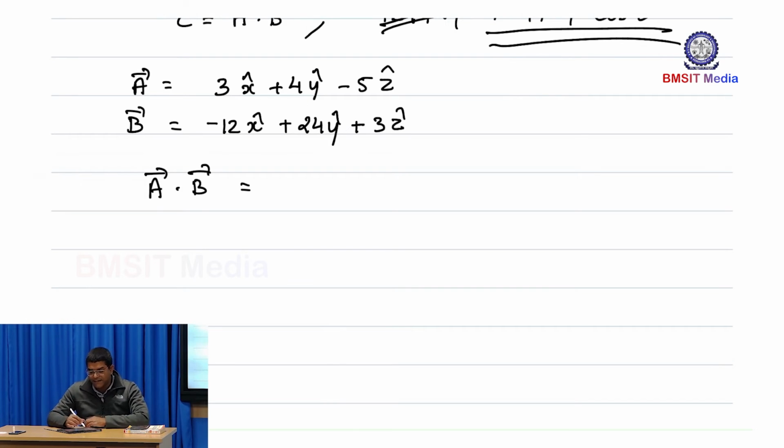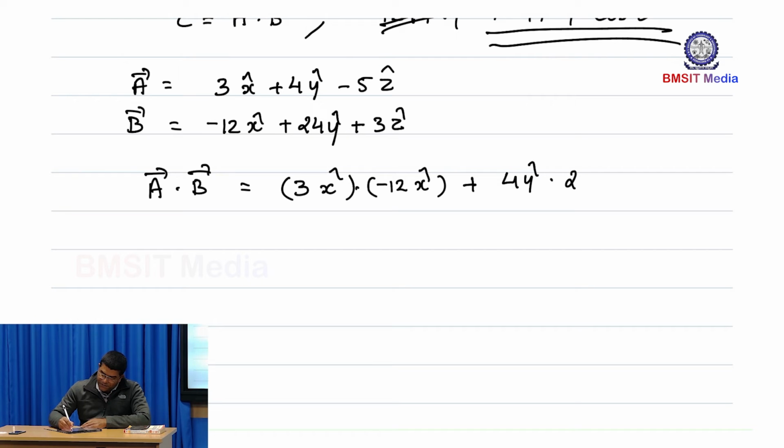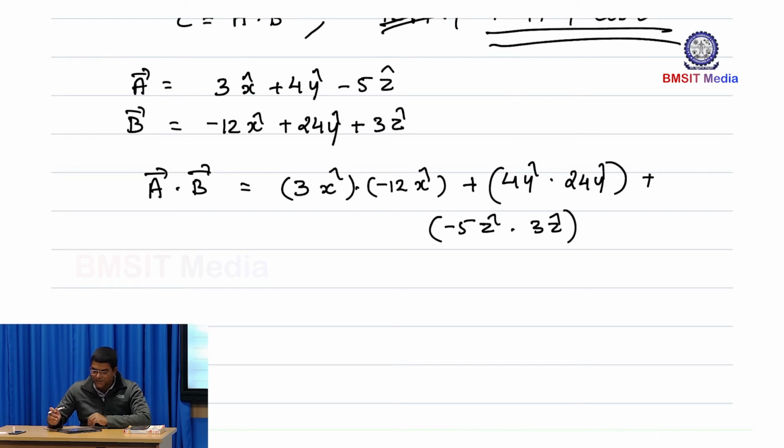Basically, we will be taking the dot product of the component vectors. So in this case we write it like 3x cap dot minus 12x cap, that's the first case, plus 4y cap dot 24y cap, plus minus 5z cap dot 3z cap.